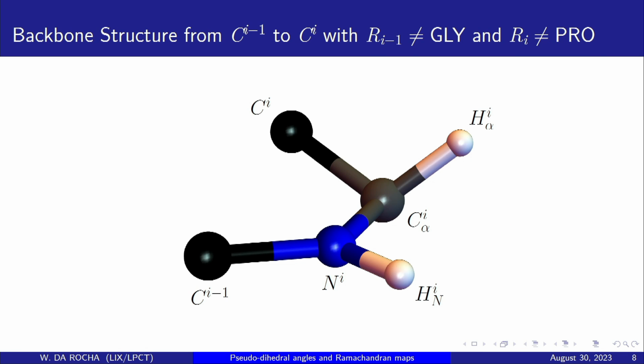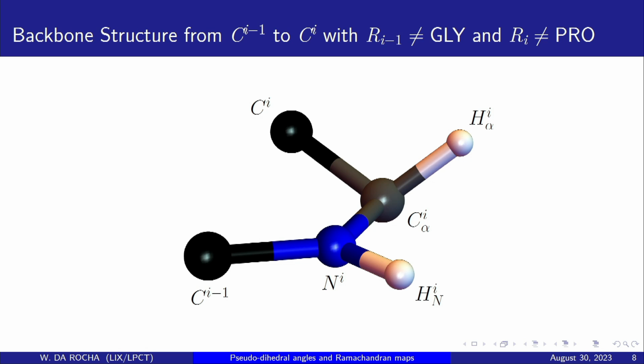And then, well, to do that, let's just take a view here of one part of the backbone structure. This part is from the atom C(i-1) to C(i). Here I'm considering that the residue i is neither glycine nor proline, because in the case of proline, we don't have this HN atom bonded here. We will see one example later.